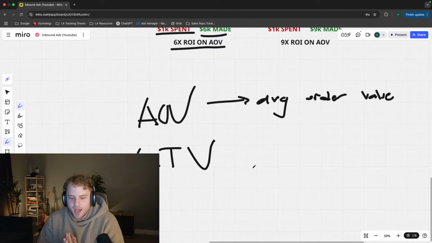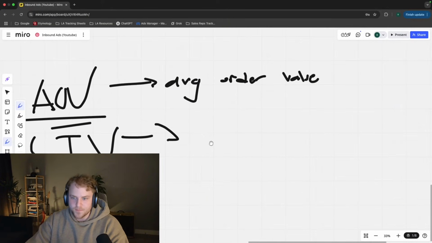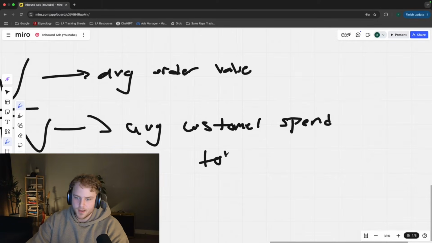So if you have a 3K offer and you break it into a payment plan, and your average order value upfront is 1K because they're paying 1K a month for 3 months, but on the sales call on average they're paying 1K, this is called average order value. Next one is LTV. So what is average customer spend total?